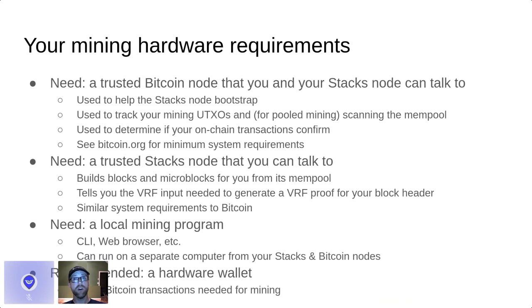And running a Bitcoin node, well, if you just go to bitcoin.org, they'll tell you the minimum system requirements, but you only need about 512 megs of RAM and maybe 300 gigs of disk space, which is eminently attainable these days. Like you can use a beefy Raspberry Pi, for example, to run a Bitcoin node.